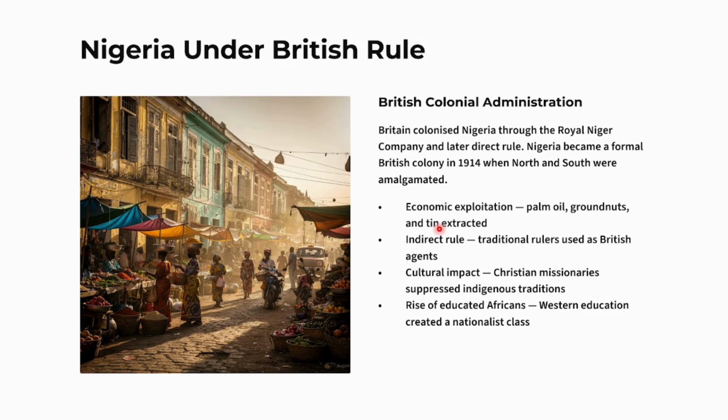Okay, so in Nigeria there is economic exploitation. So palm oil, groundnuts, and tin were extracted. So indirect rule. So traditional rulers were used as British agents. Cultural impact. So Christian missionaries suppressed the indigenous traditions. Rise of educated Africans. So Western education created a nationalist class.